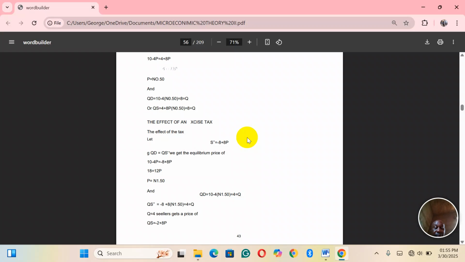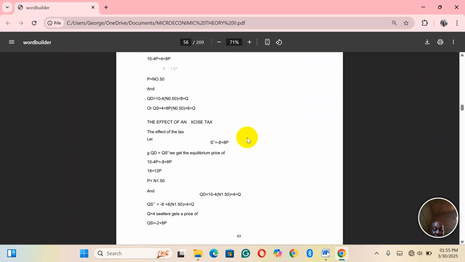We get the equilibrium price from 10 minus 4P equals minus 8 plus 8P, so 18 equals 12P. So P equals 1.50, and quantity demanded equals 10 minus 4 times 1.50, which equals 4, equals Q. Then quantity supplied equals minus 8 plus 8 times 1.50, which equals 4, equals Q.